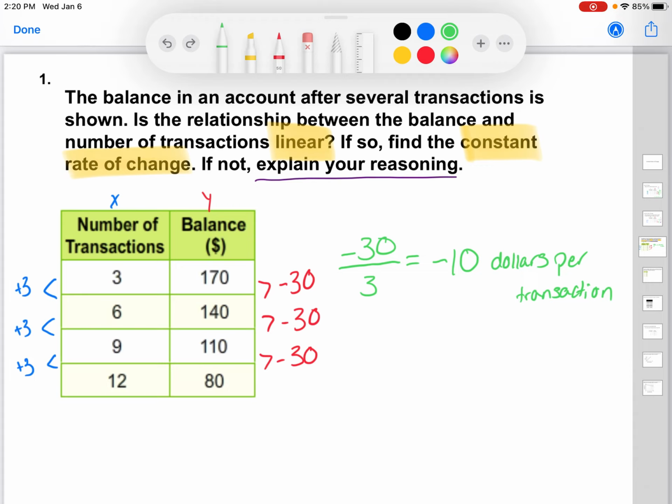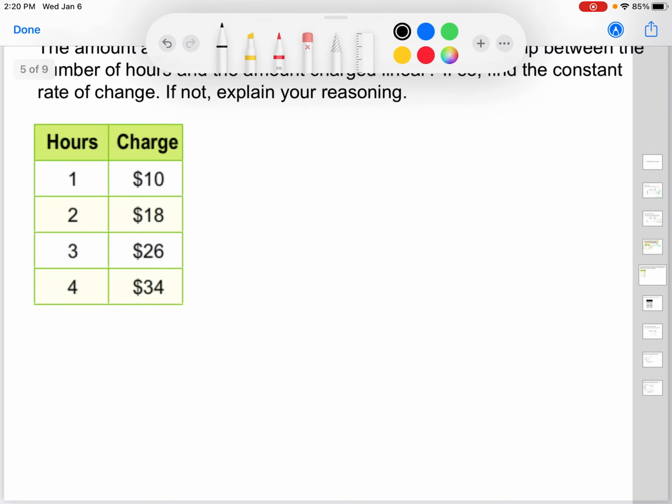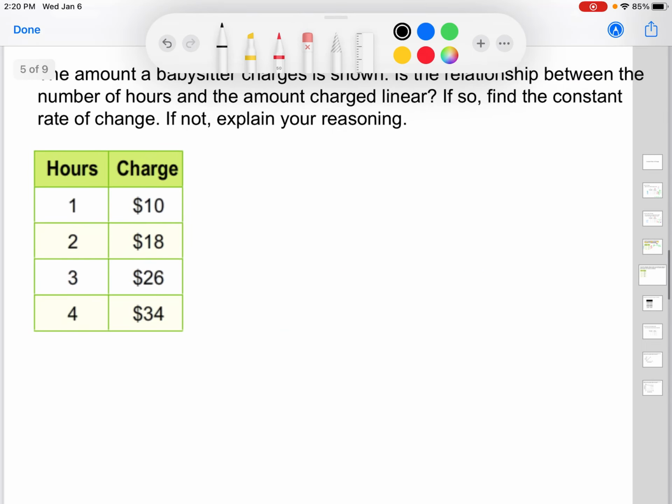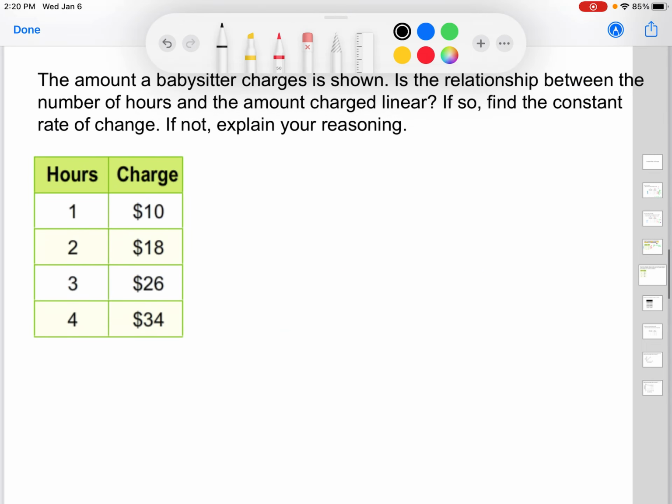So the other piece of this problem was they wanted to know if it was linear. We can say, yeah, it's linear. We found the constant rate of change, so we don't need to explain our reasoning. Boom. Lovely. All right, so let's look at one more of these. It's the same deal, just slightly different. So we have our x's and we have our y's.